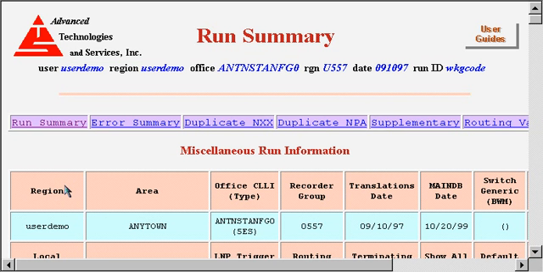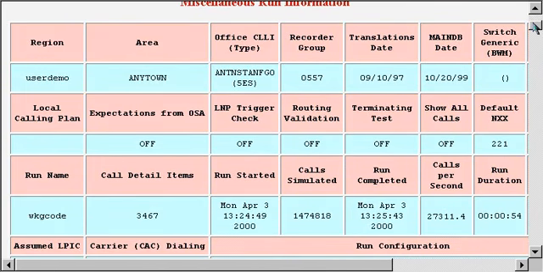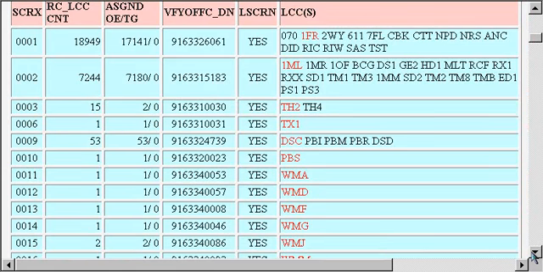Here, you will see a lot of information that relates to the switch itself the day the translations were pulled. There is information about how SimCall was configured to run, when it was completed, how many calls were simulated, and so forth. It is also interesting to see how many lines are assigned to a specific screening index. Here we can see that 17,000 lines are assigned to screening index 1, and that a majority of those lines are a 1FR class of service.